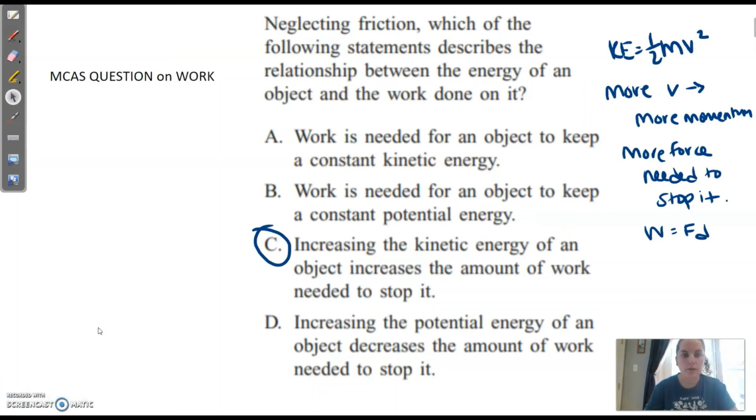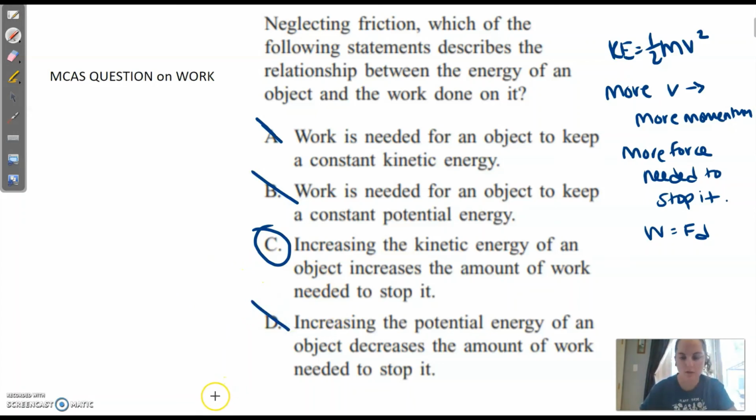All right, so let's look at these answer choices. Work is needed for an object to keep at a constant kinetic energy. Not necessarily true, so let's just cancel that one out. Work is needed for an object to keep at a constant potential energy. Nah. Increasing the potential energy of an object decreases the amount of work needed to stop it. That would be the opposite.